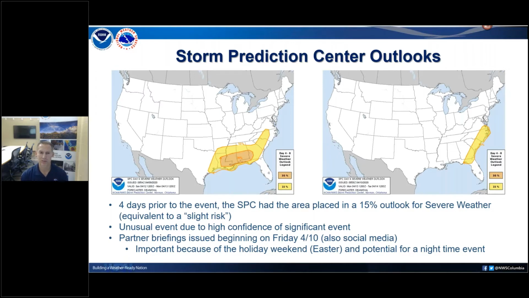Maybe people wouldn't be as in tune to things during the weekend as they might otherwise be. And it was also going to be a nighttime event, which is somewhat rare for us, and we'll get to that later on when I get to some of the climatology. And you even saw that from what Frank presented just previously. Nighttime events for us are relatively rare for tornadoes.